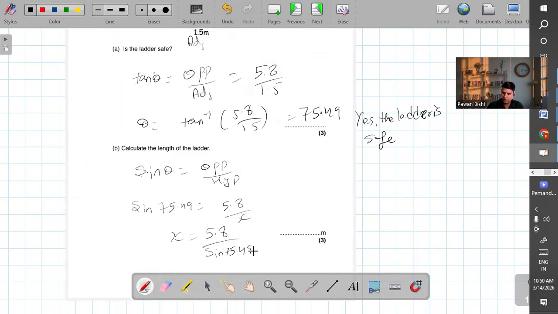So let's start. 5.8 divided by sine 75.49.